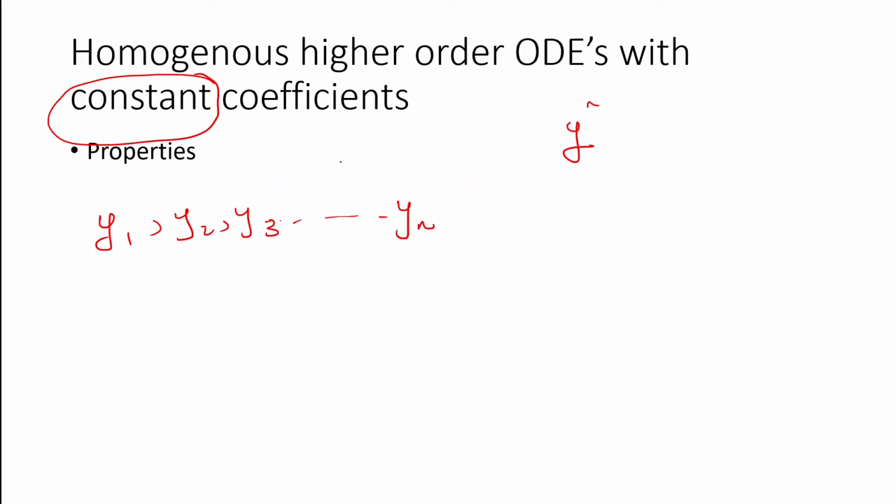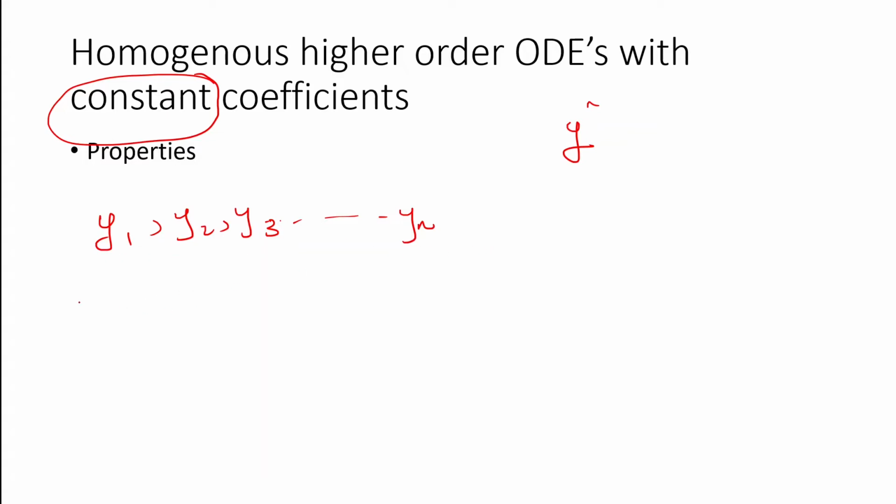Now, the first property is that the general solution of a higher order ODE with constant coefficients, or for that matter which is not, doesn't necessarily have to be constant coefficients either. If we have found these n isolated solutions, the final solution is a linear combination of these solutions.